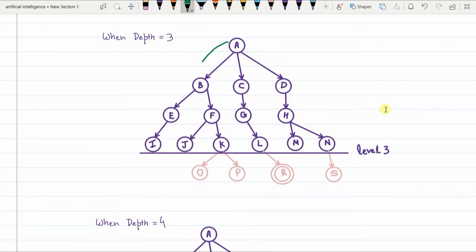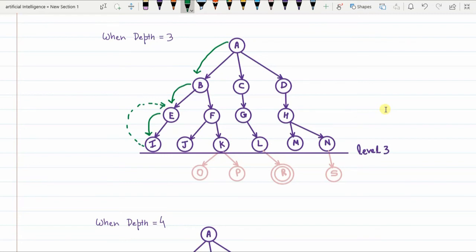So from A we will go to B. Then from B there are two options, E and F. Let's say we choose E. Then from E we go to I. After reaching I we realize that I is not a goal node. I also cannot be expanded further, so we backtrack back to E.